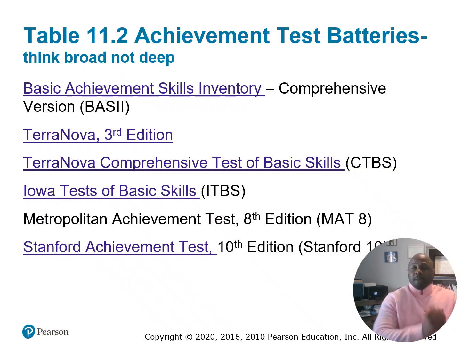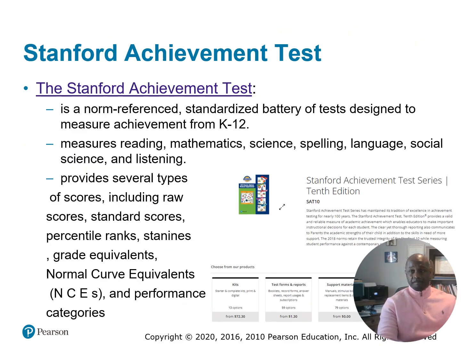So achievement test batteries, right? It says think broad, not deep, right? So again, there's a broad level of test, but not a deeper variety, right? Like you have the basic achievement skills inventory, right? The VAS 2, the Terra Nova third edition, the Terra Nova comprehensive test of basic skills, Iowa test of basic skills, Metropolitan achievement test, 8th edition, and the Stanford achievement test, the 10th edition.